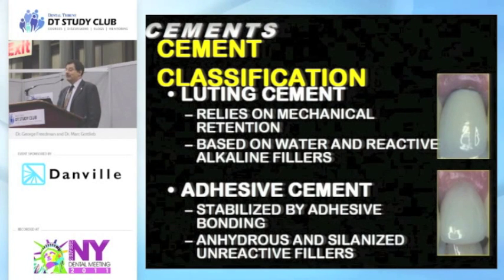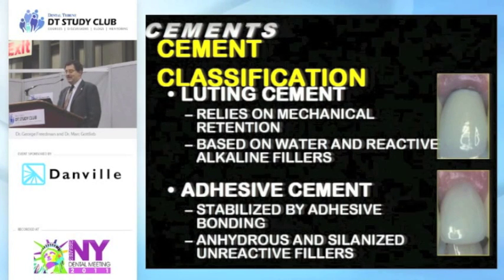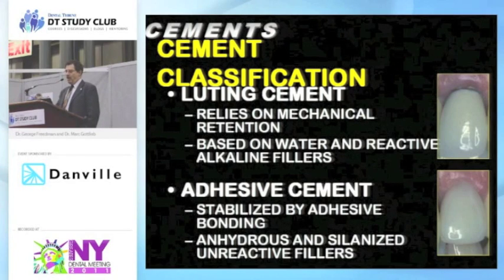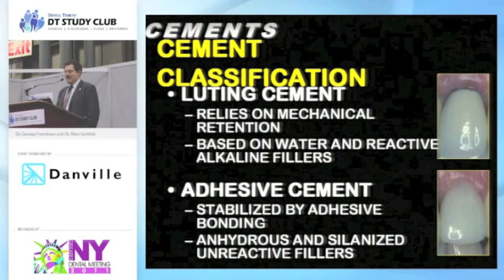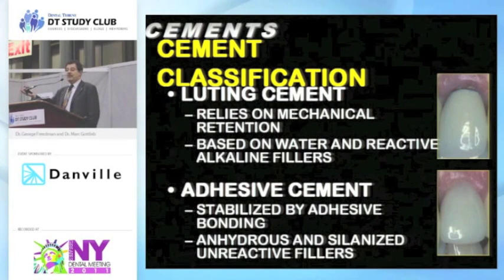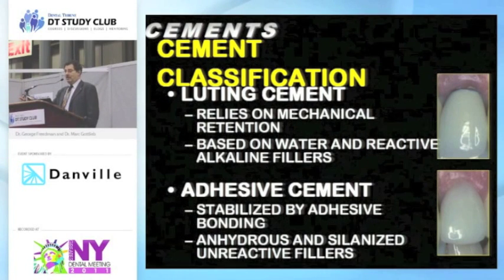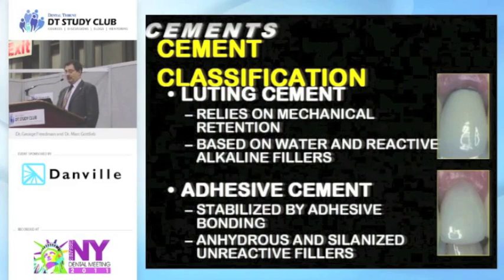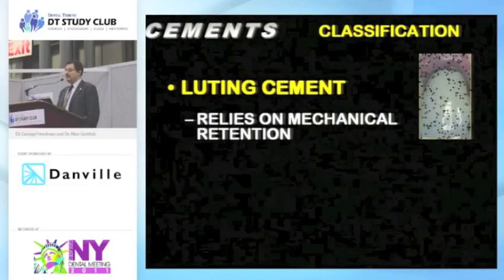Luting cements rely on mechanical retention, and that is very technique sensitive. We need long axial walls for the retention. We need a slight taper of ideally 6 degrees. When was the last time any of us measured the tapers of our preparations to see that they were 6 degrees? How can you measure? Not easy. And you need a precise fit.